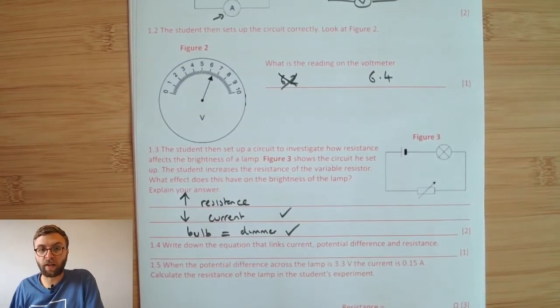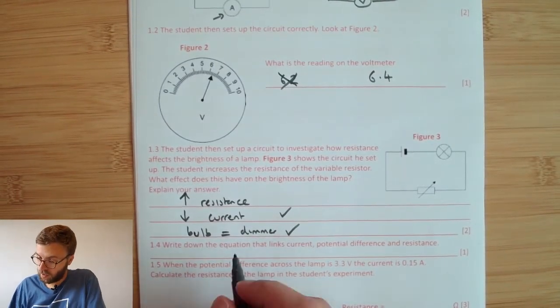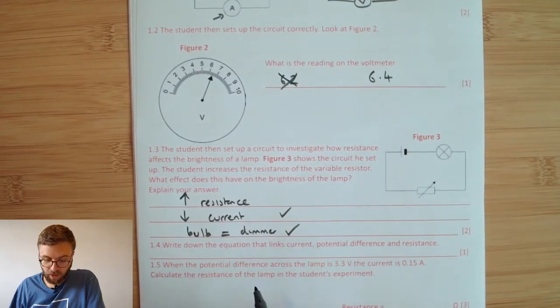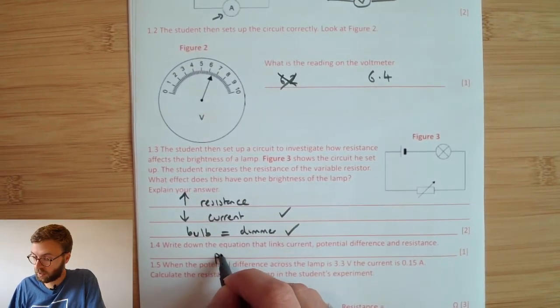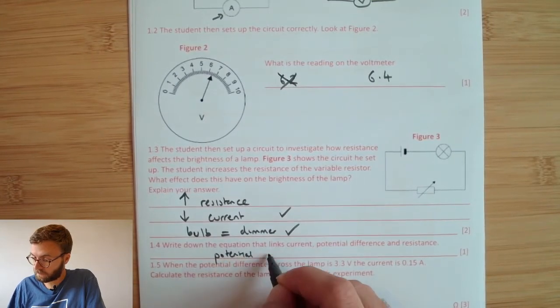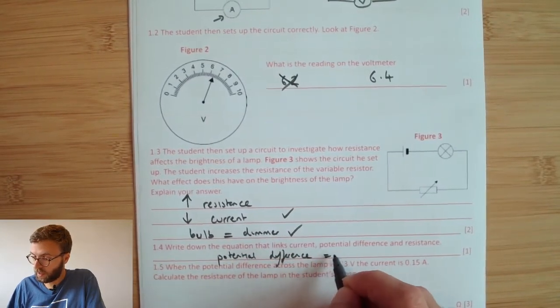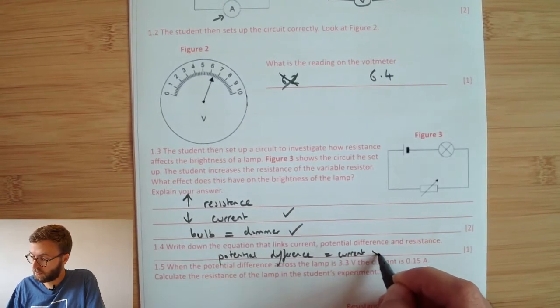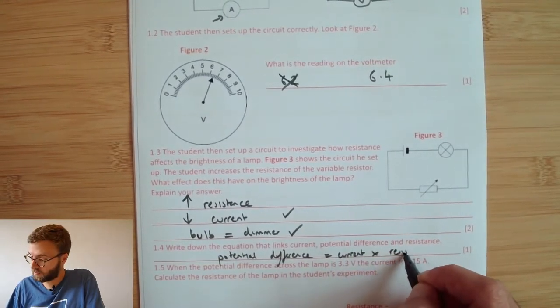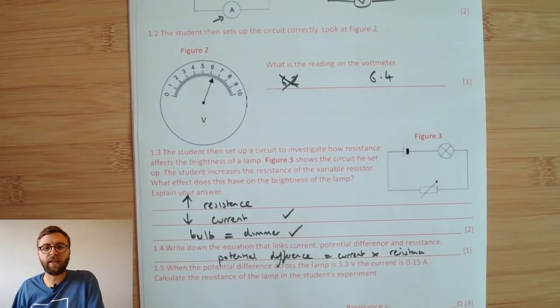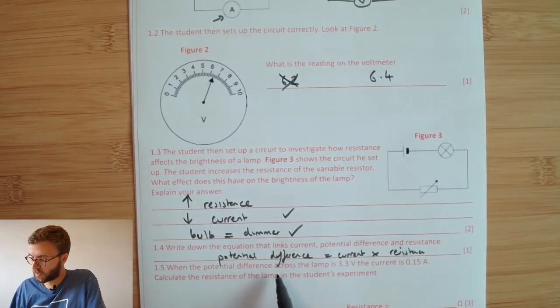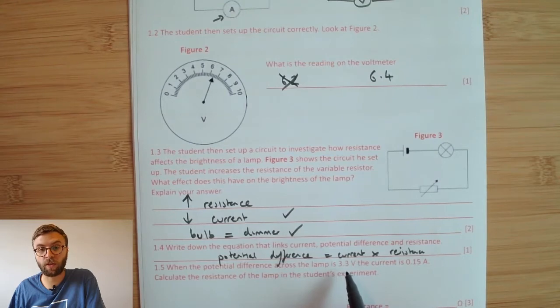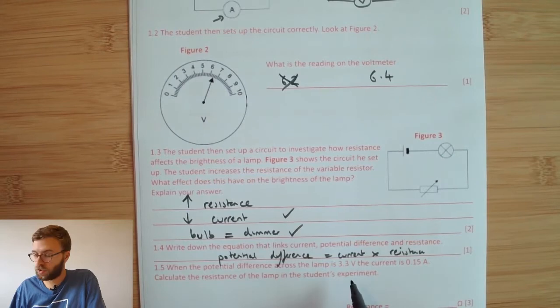Equation questions are really common in physics and you need to know your equations. For this equation, the equation that links current, potential difference and resistance is potential difference equals current multiplied by resistance. Commonly in these questions, when you get an equation question, the question afterwards is going to rely on you using that equation. In this equation, it tells us that the potential difference across the lamp is 3.3 volts and the current is 0.15 amps. And we need to calculate the resistance of the lamp in the student's experiment.